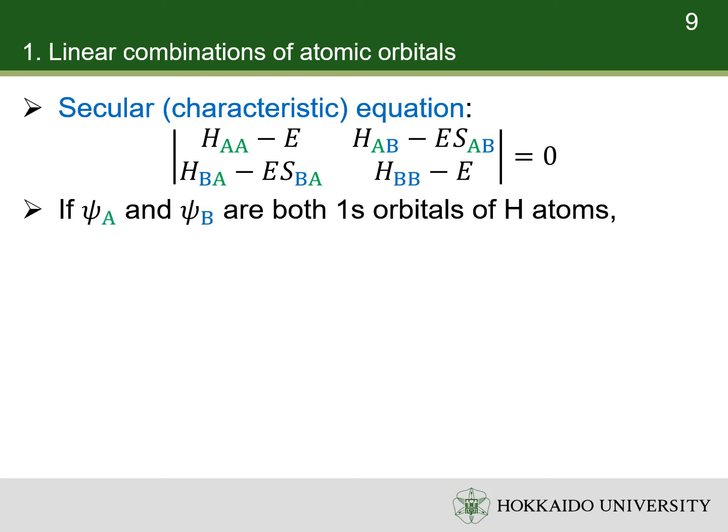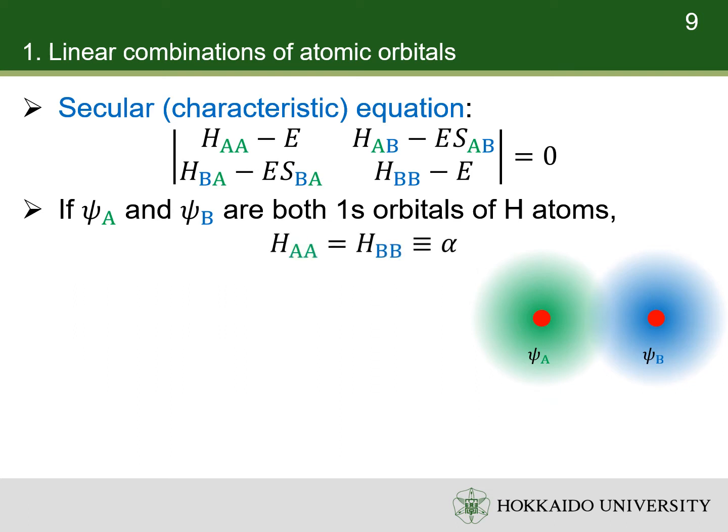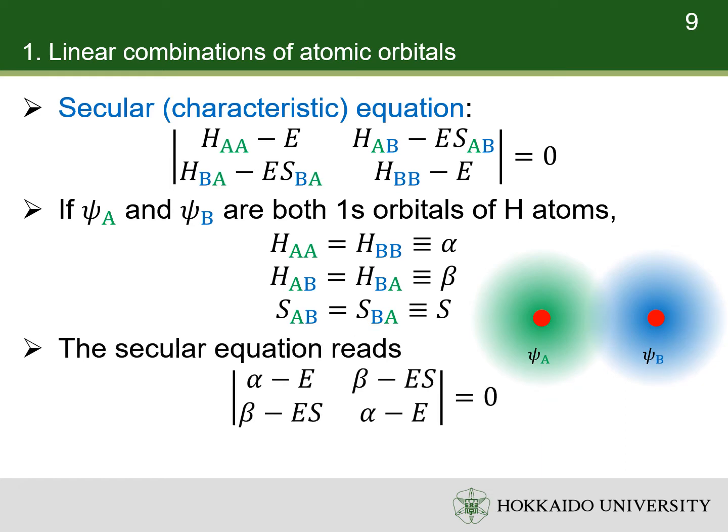If both orbitals are the 1s orbitals of hydrogen atoms, the secular equation can be further simplified due to the symmetry of the system. The two Coulomb integrals are equal. The two exchange integrals are equal too. Finally, the two overlap integrals are also equal. For simplicity, we can use alpha, beta, and S to replace them. Then, the secular equation reads like this. It is a quadratic equation about energy.